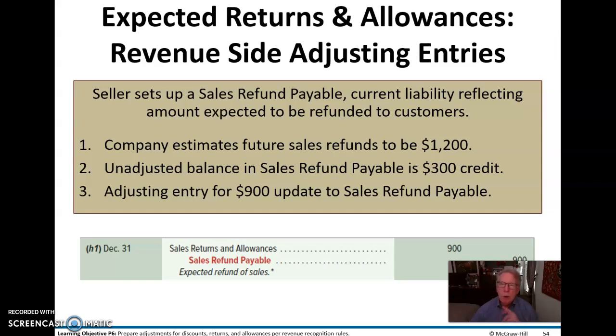Here we expect to have returns and allowances. I would hate to be in that situation where I'm expecting returns and allowances, but nevertheless, we have a revenue side adjusting entry. We estimate that future sales refunds are going to be $1,200, and the unadjusted balance in the sales refund payable is $300 credit. So the adjusting entry is going to be a $900 amount that updates that sales refund payable by $900.